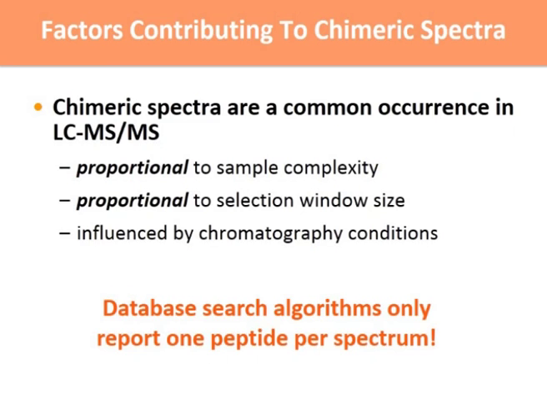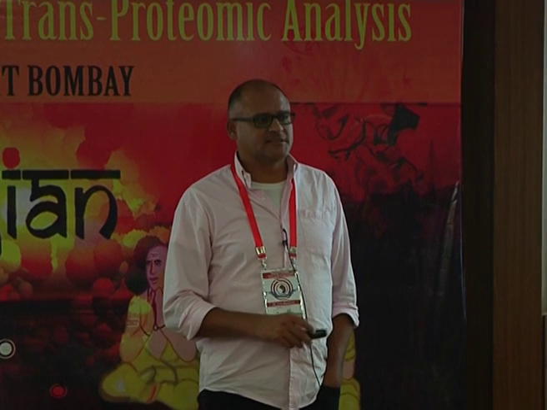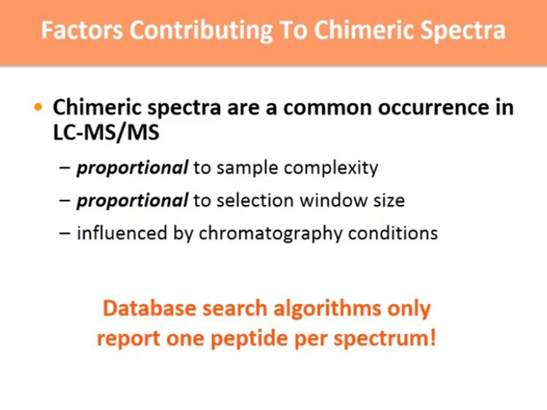And how do you actually get chimeric spectra? They're fairly common in tandem mass spectrometry, and it's somewhat proportional to your sample complexity. If you have a lot of peptides in your column, and they're also overlapping in time as they elute, you're very likely to get that. It's also proportional to the selection window size that you choose for your mass spectrometer. A very narrow selection window might isolate your precursor better. A wide selection window will be more likely to include other species in it. And obviously this is influenced by your chromatography, so your buffer, your fractionation, etc.